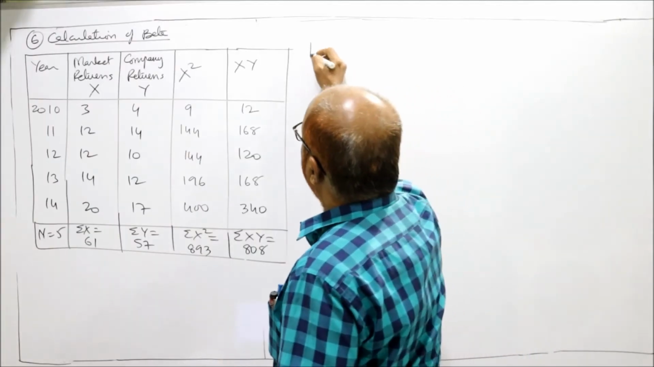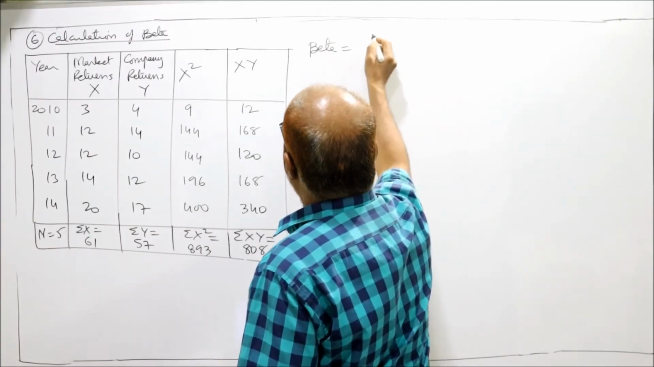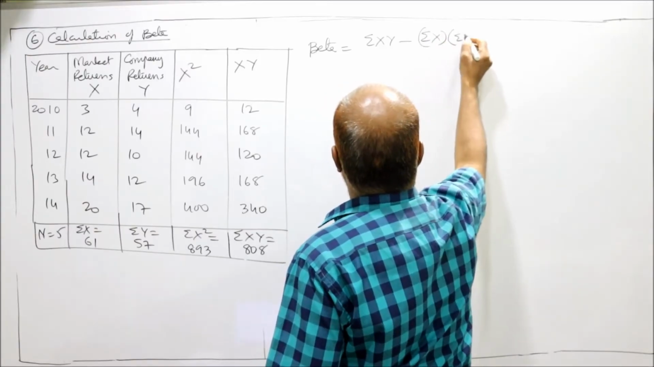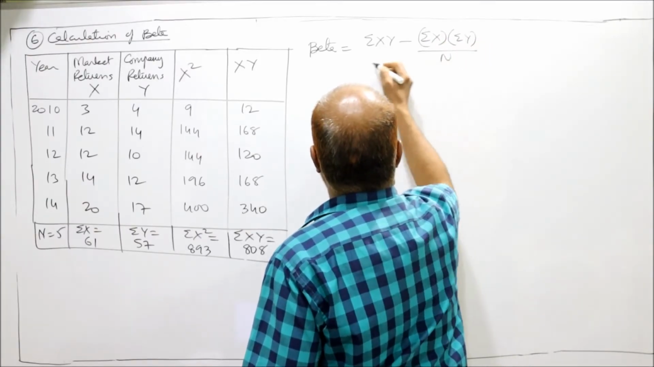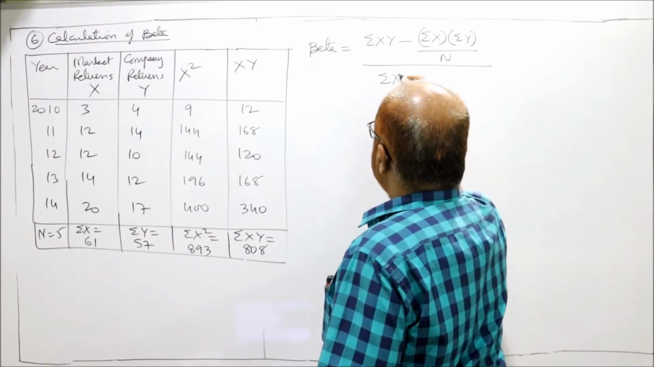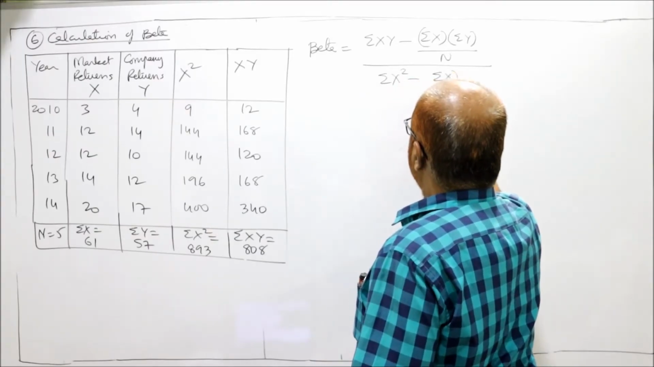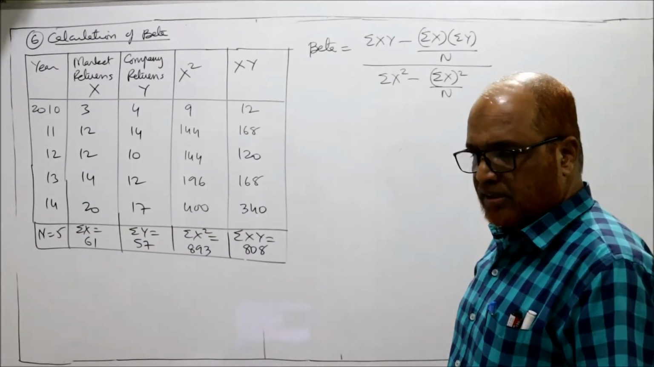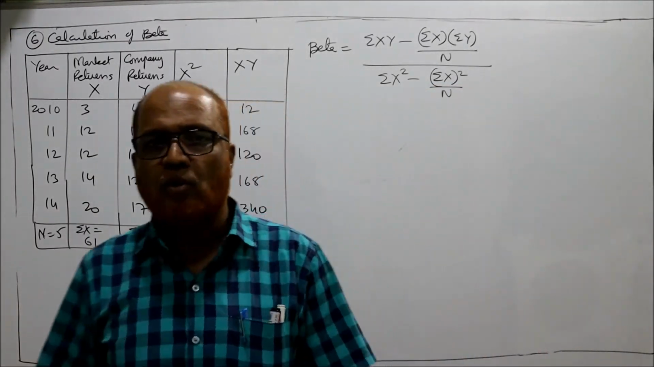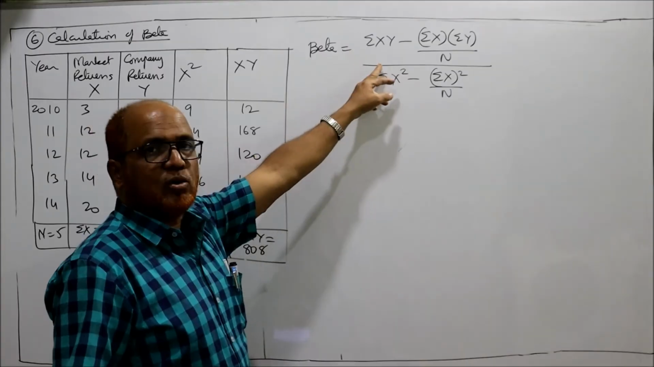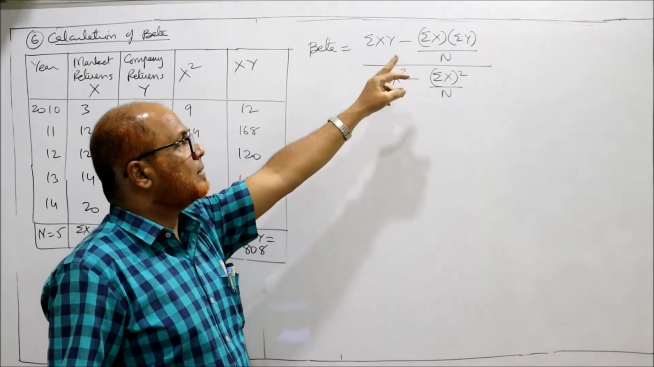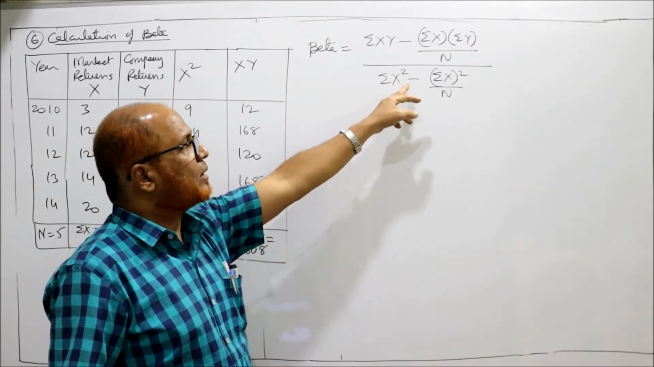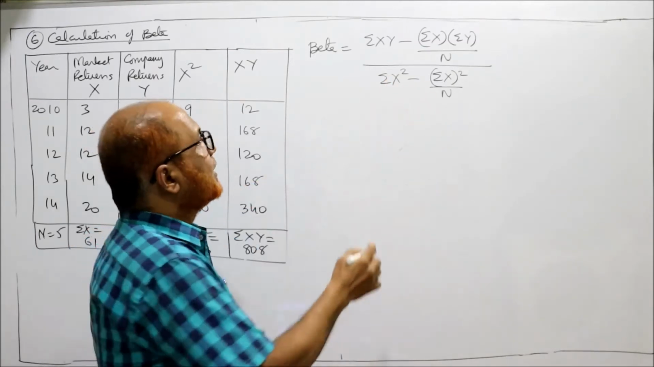Now we'll write down the formula. Beta is equal to summation xy minus summation x into summation y by n whole divided by summation x square minus summation x whole square by n. This is the formula. First time we are applying the formula for beta coefficient. Remember, beta is equal to summation xy minus summation x into summation y by n divided by summation x square minus summation x whole square by n.